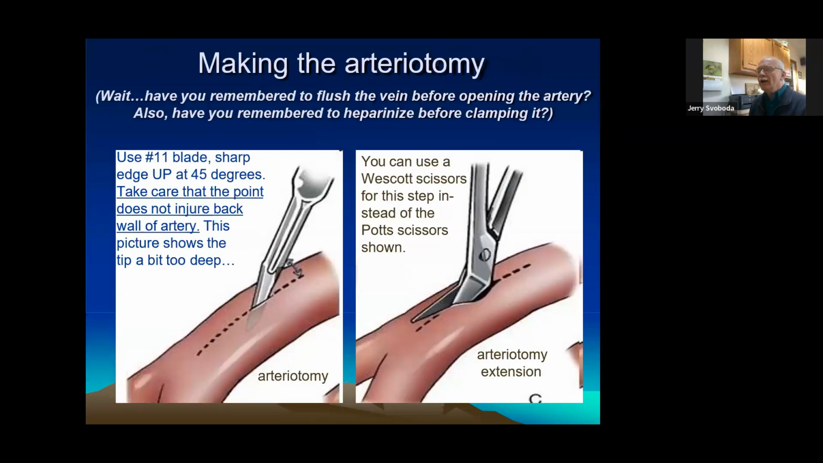Okay, you've got the vein out and your artery out. Look at the top of the slide. What are the two things you have to do before you touch a knife to that artery to open it? Have you remembered to flush the vein?